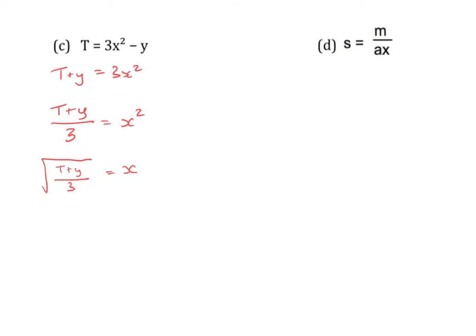So what I'm going to do is multiply both sides by ax. So on the left-hand side, I've got my s, and I'm multiplying by ax. And on the right-hand side, I've got m. So all I've done here is I've multiplied this by ax, leaving me with m, and this by ax to give me sax. Now I want to isolate x, so I need to divide by s and a.